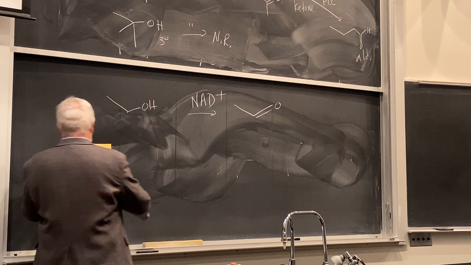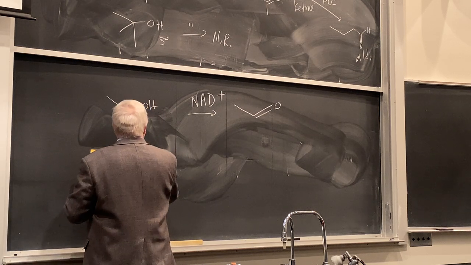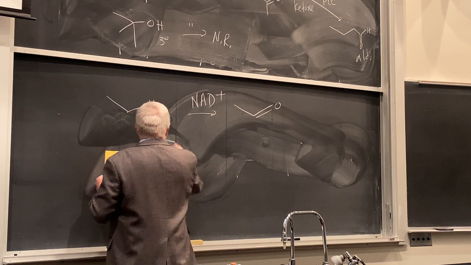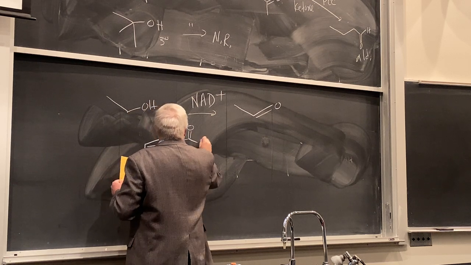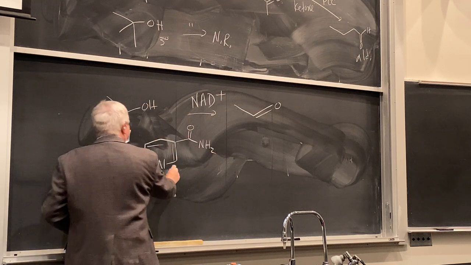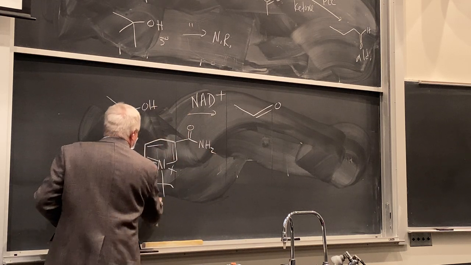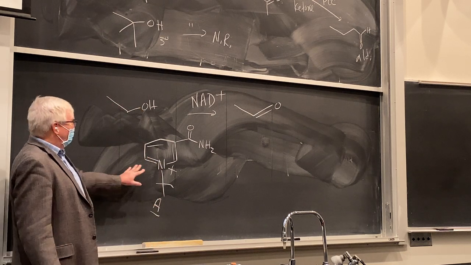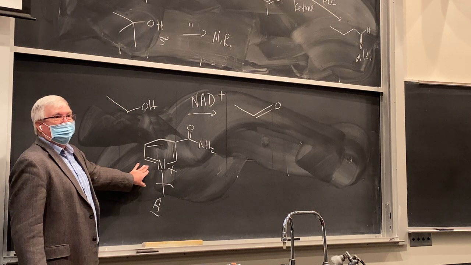So how does this work? Well, NAD plus is this. It's nicotinamide adenine dinucleotide. Nicotinamide is related to nicotine, by the way. There's a big thing down here that has adenosine and a dinucleotide. We're not looking at that. This is just the business end of NAD+.